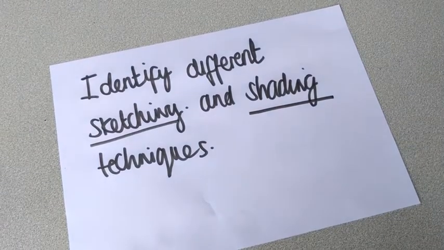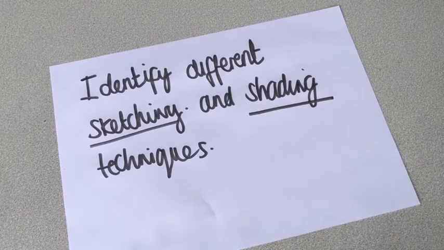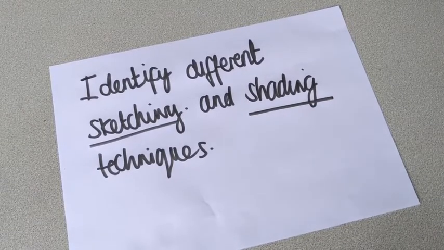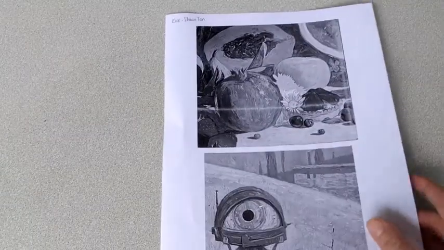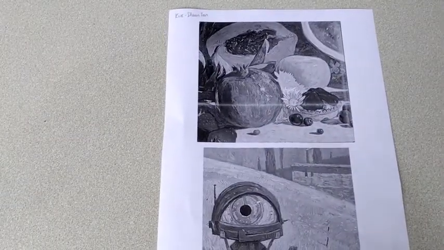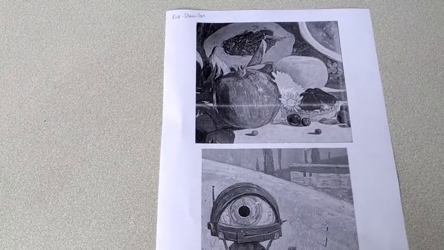Today we are going to identify different sketching and shading techniques. We are going to look at our two artists, what we focused on in our mood boards. So I have black and white images here, and you'll be able to recognise these images from our illustrator in the Cortex called Shaun Tan.